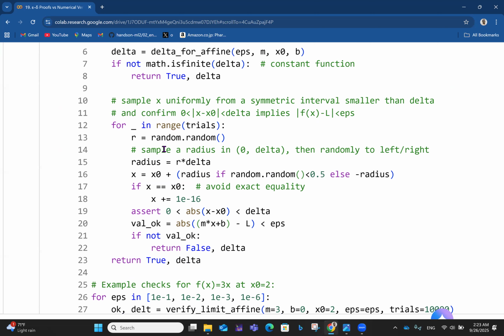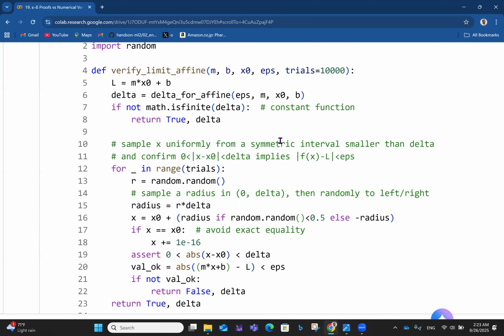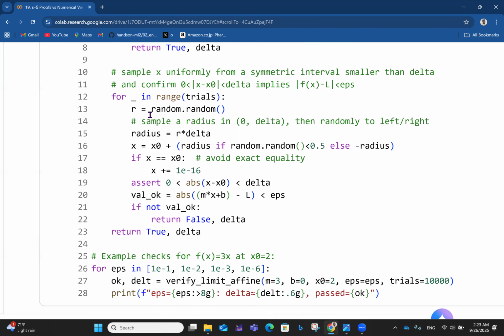So for underscore in range of trials, right? We're taking 10,000 trials in this case. So we say r is random.random. We sample a radius in 0 to delta, then randomly go left or right. So radius is r times delta in this case. So x is equal to x naught plus radius if random.random is less than 0.5, else minus radius. So if x is equal to x naught, we avoid exact equality. We take a very small value to ensure that x does not ever become x naught, right?